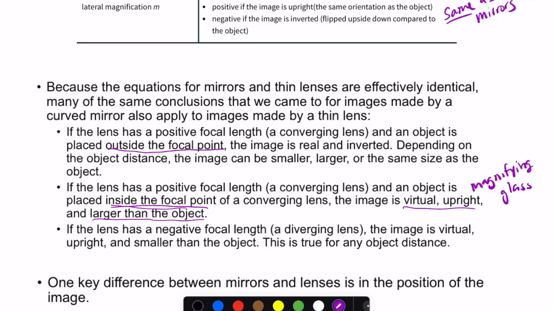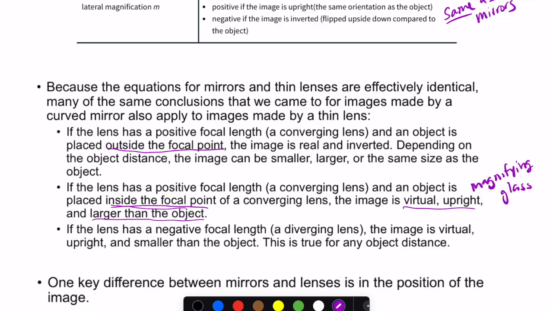We hold that glass right up to our eye and we hold it right up to the object we want to magnify. We don't hold it really far away, do we? No. We bring it real close. We bring it inside the focal point so that it magnifies the image. And so it's upright, so we're not looking at an upside down image.